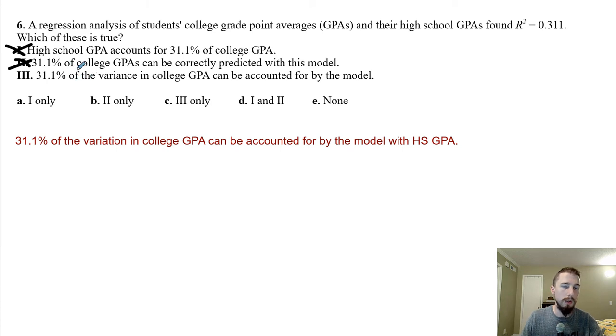So we don't expect any model to be perfect. All models are actually wrong because there's always going to be variation between the actual data itself and the model. It's just that some models are useful if they're close enough, depending on how close they are. All right, 31.1% of the variation in college GPA can be accounted for by the model. That's exactly right.